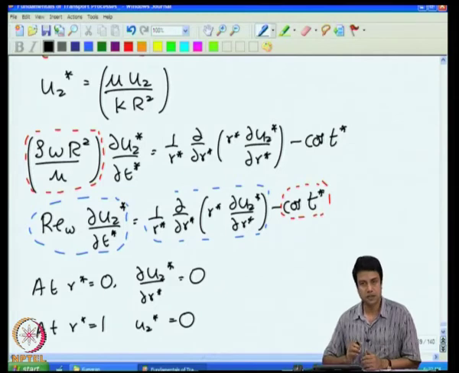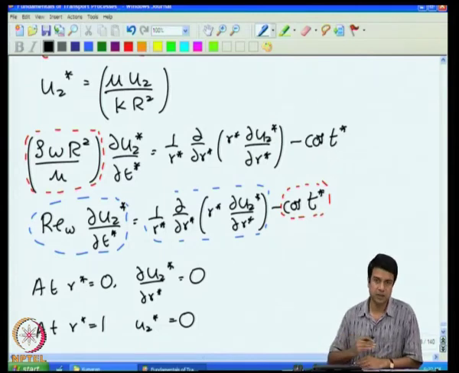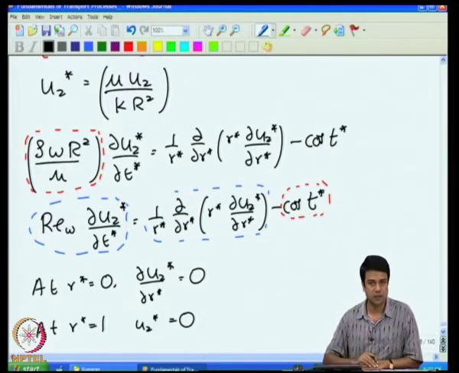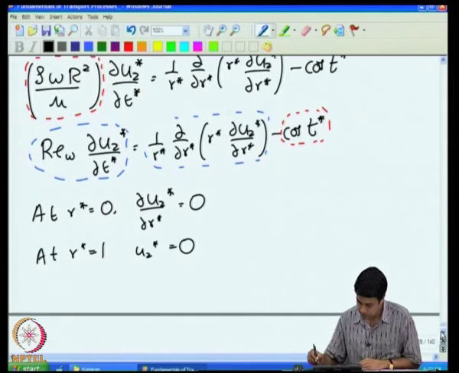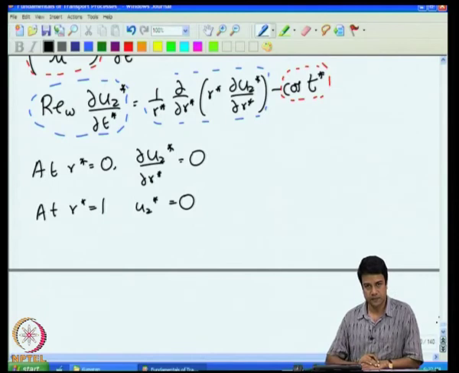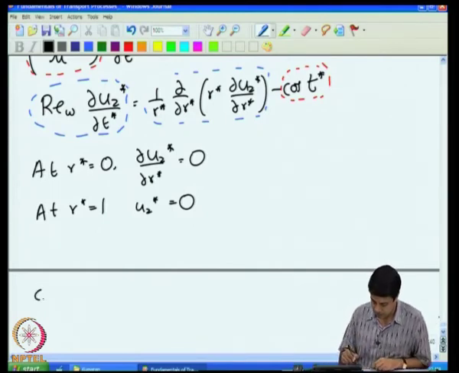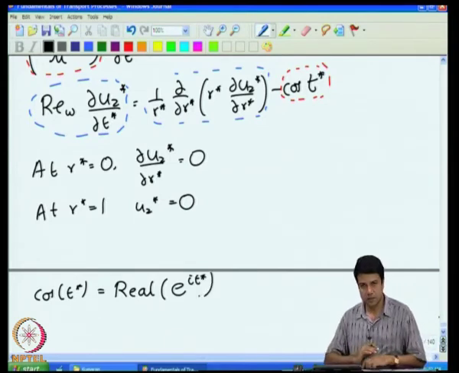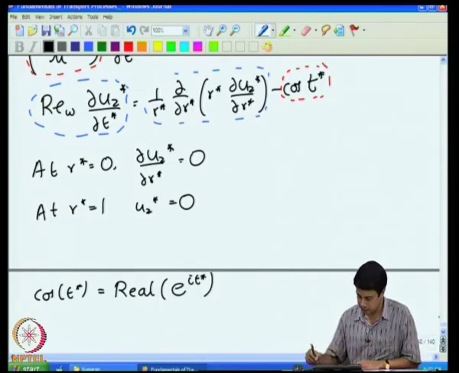We did this earlier when we looked at the oscillatory flow past a flat plate, when you had a bottom plate which was oscillating back and forth with a certain frequency. Therefore, the velocity field everywhere in the flow also had to have that exact same frequency. So, rather than solve this equation, what we can do is solve another equation. You know that cos t star is the real part of e power i t star.